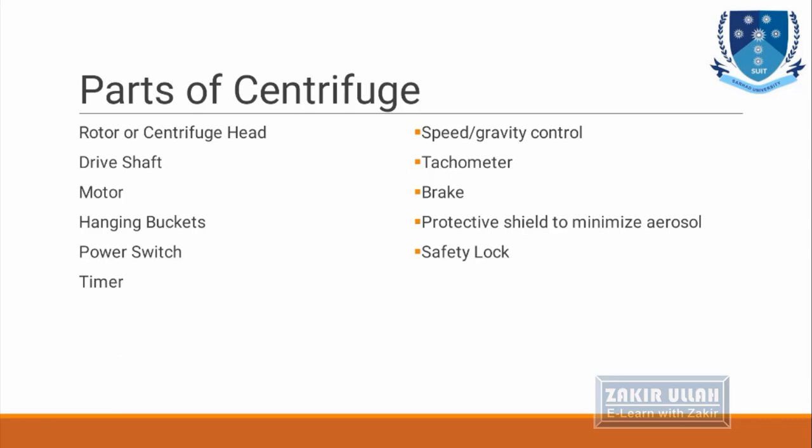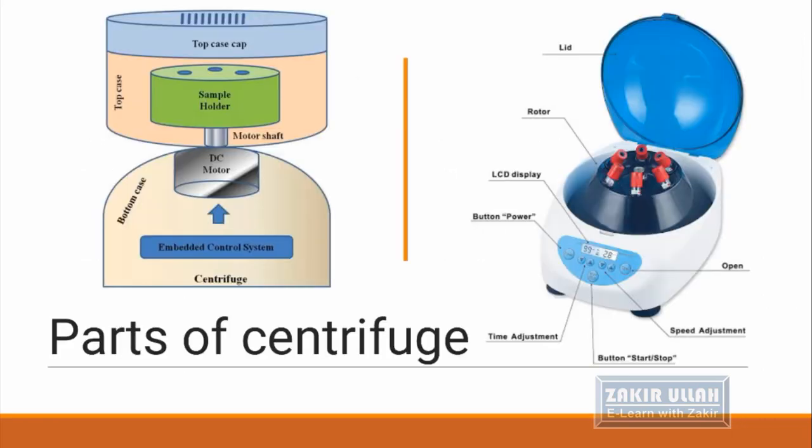Then another part is the safety lock. The safety lock is for this purpose: when the centrifuge is in process, centrifuging a sample, the safety lock is on, and when the centrifuge stops its rotation, the lock is also turned off, and we can open the protective shield, or open the lid of the centrifuge and take our samples from the centrifuge. These are the different parts of the centrifuge.